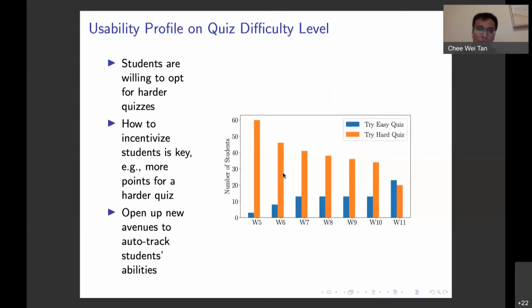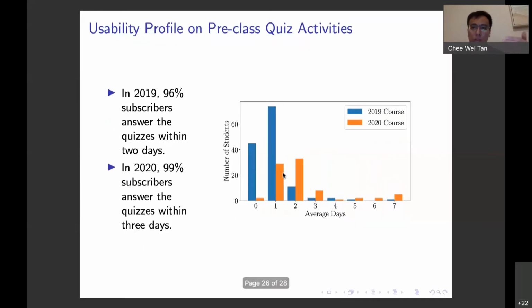And I think how to incentivize students is important, right? Because there's a gap between the teachers and students. So how can we push the more able students to try harder quizzes, and to allow maybe those students who are not following along to at least try easy quizzes?